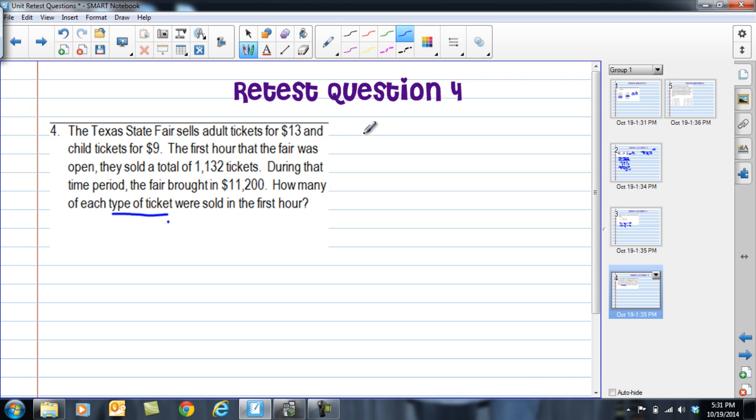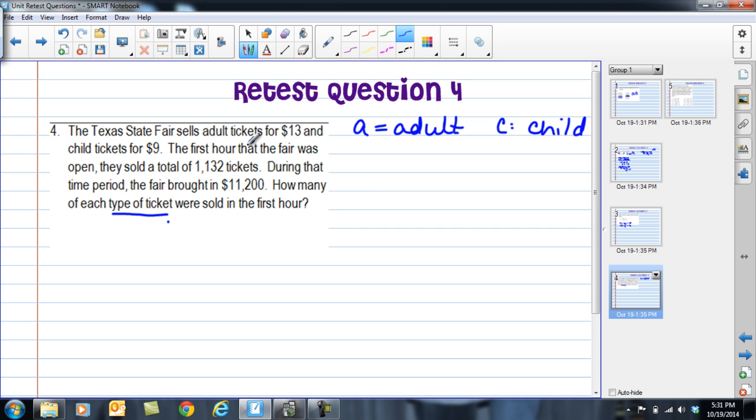So I'm going to identify what my variables are. A is my adult tickets. C is my child tickets. And those are the two variables I'm going to use. So I have to write two equations. I have two different sets of numbers going on here. I have a total amount and I have a number of tickets.